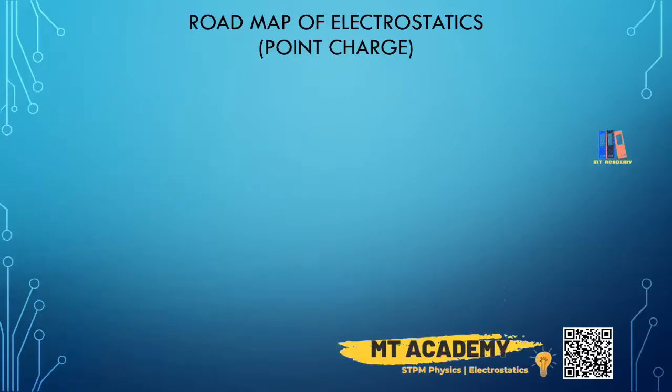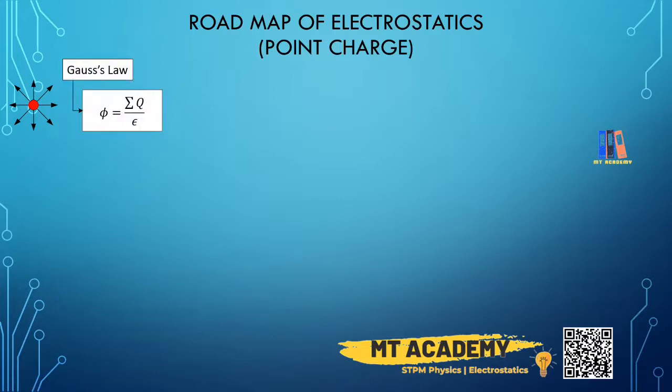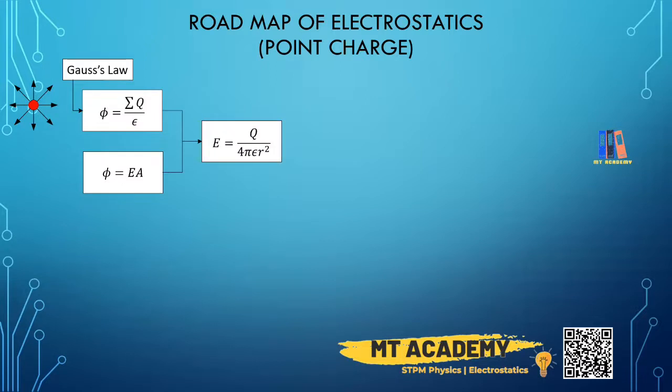So let's get started. First thing is about the point charge. We have learned a lot about the point charge. When we have a positive charge, there is electric flux produced around the point charge. Gauss's law defines the electric flux as equal to the total charge divided by the permittivity of the medium. Another definition of flux is the product of E and A.